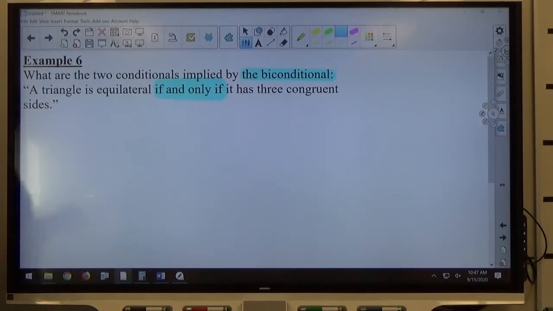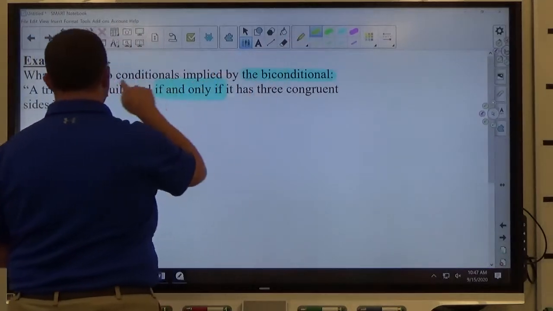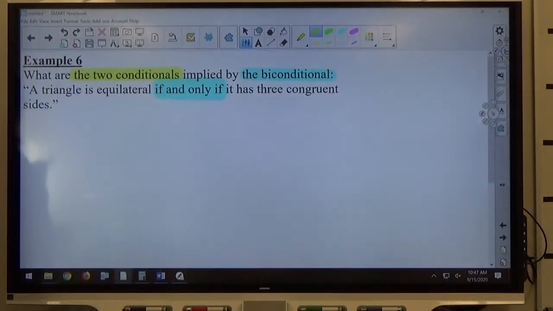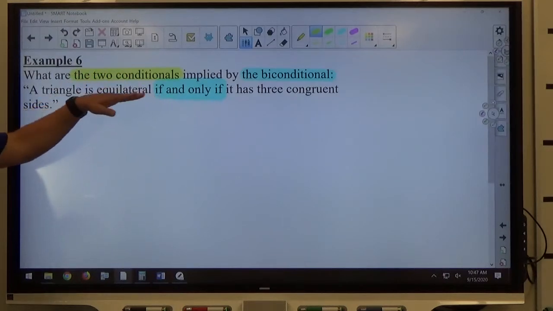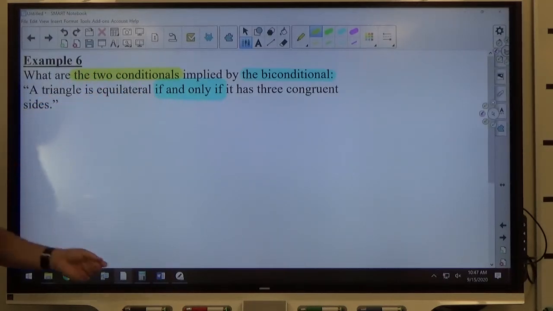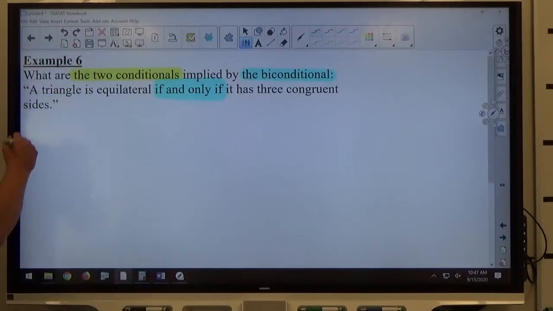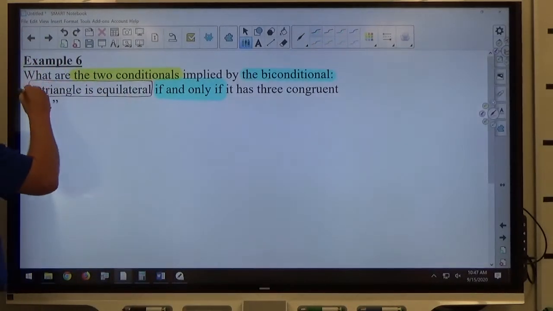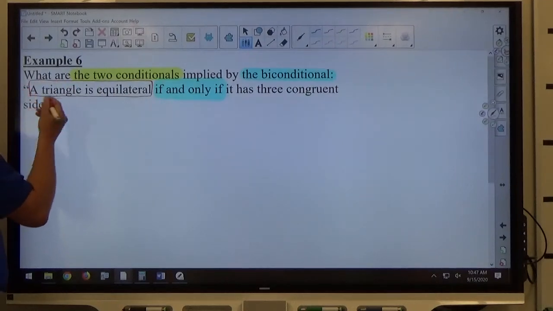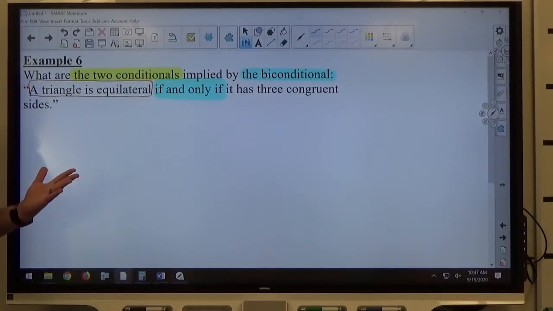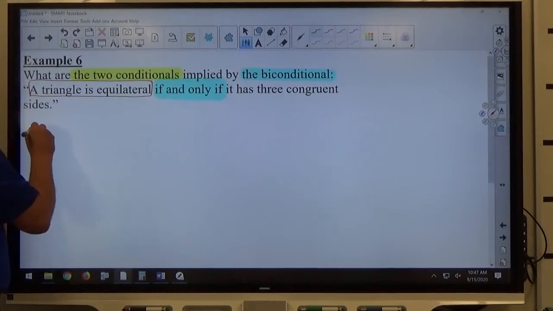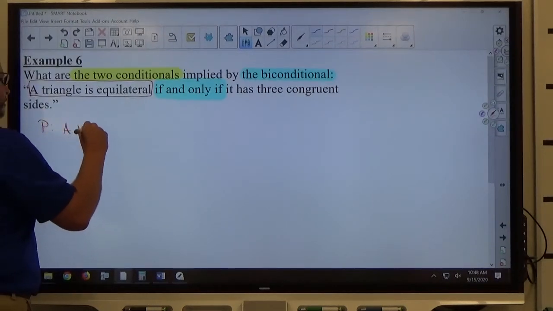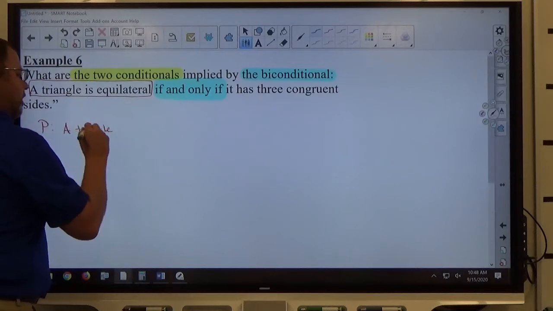So when it says write what are the two conditionals, each conditional is an if-then statement. So when I'm looking at a biconditional statement, I want to pick out what P and Q are. So I'm looking at this biconditional statement. A triangle is equilateral is the first part of this statement. It happens before if and only if. I can call it P or Q, it doesn't matter which one you want to call it. I'm just going to say it's P. So P is the statement a triangle is equilateral.